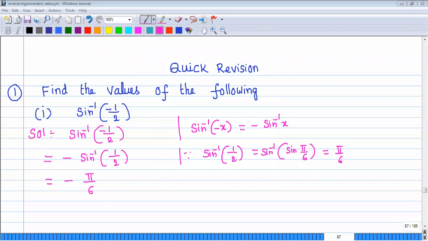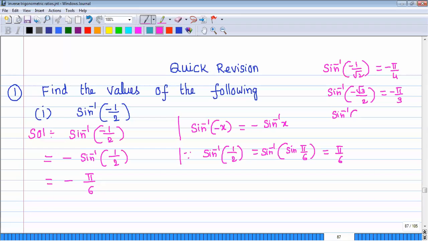Even sometimes directly we can write like this. Sine inverse of minus 1 upon root 2, negative pi by 4 you can write. Sine inverse of negative root 3 by 2, you can write negative pi upon 3, 60 degrees. For example, sine inverse negative 1, negative pi by 2 you can write. Clear?